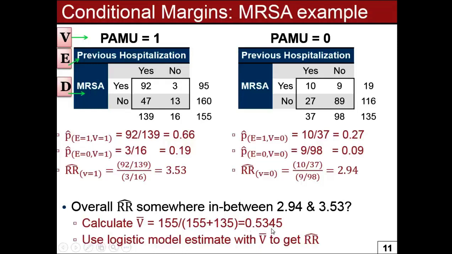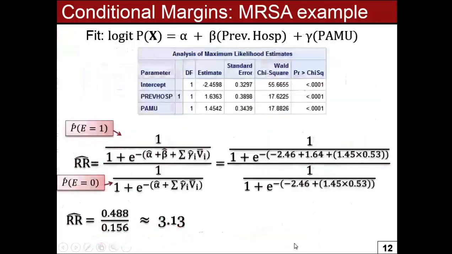This thing we're going to plug into our logistic-like expression, and we're going to get a risk ratio. And we probably expect, just on how we know this behaves, the answer is going to hopefully be between 2.94 and 3.53, right? We hope it's just like what Mantel-Haenszel would tell us, somewhere in between here. So V bar is 155 over the sum of those two, and it's 53%.